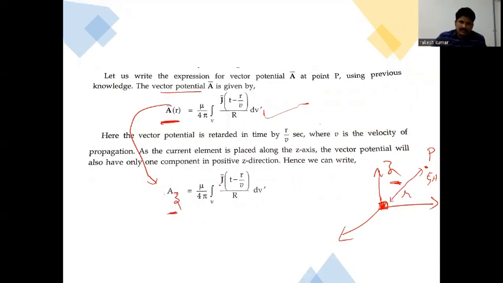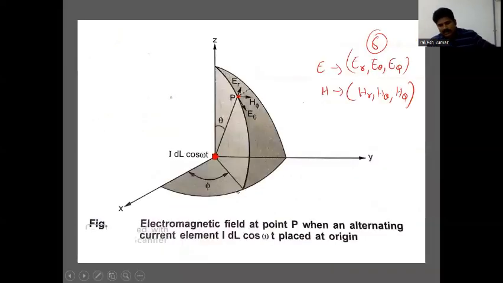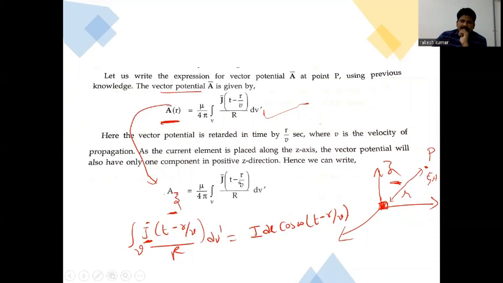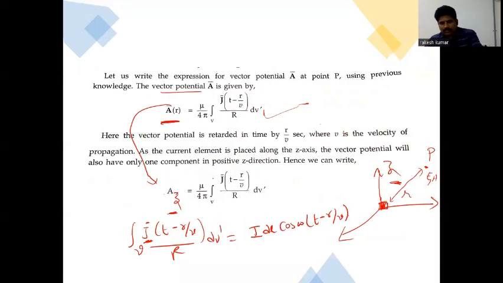We know that this is the volume integral of J of t minus r by v, dv dash. Since the dimension of the element is very small, the integration of J is nothing but I dl. So in place of the integration of J of t minus r by v, dv dash, we have I dl cos omega t minus r by v.